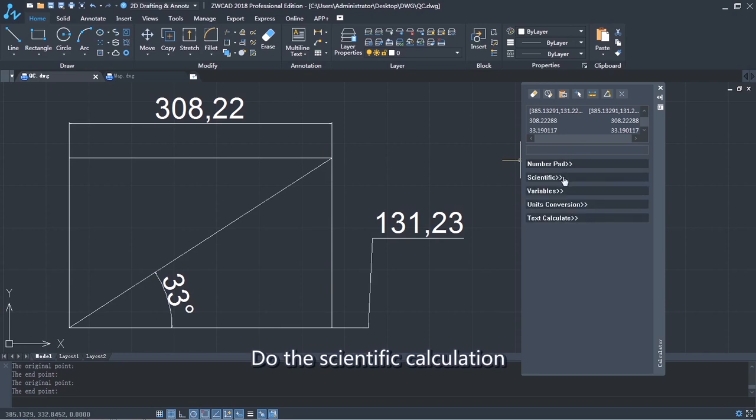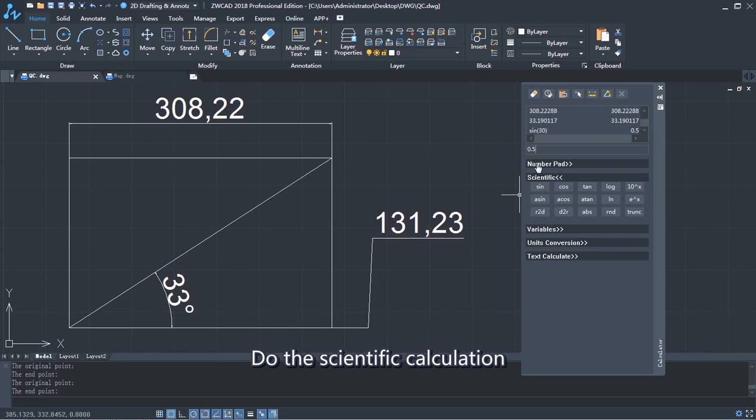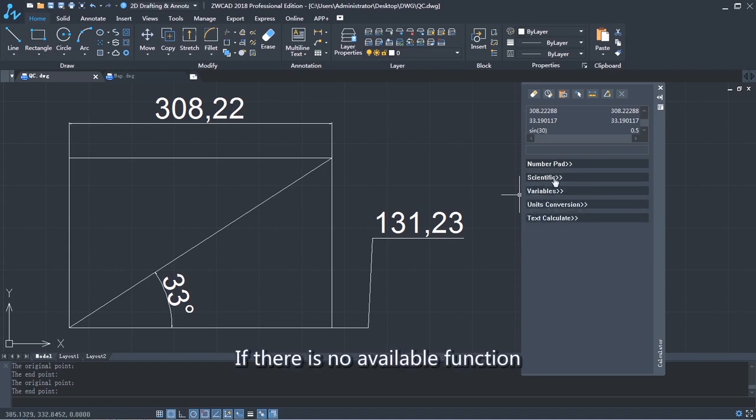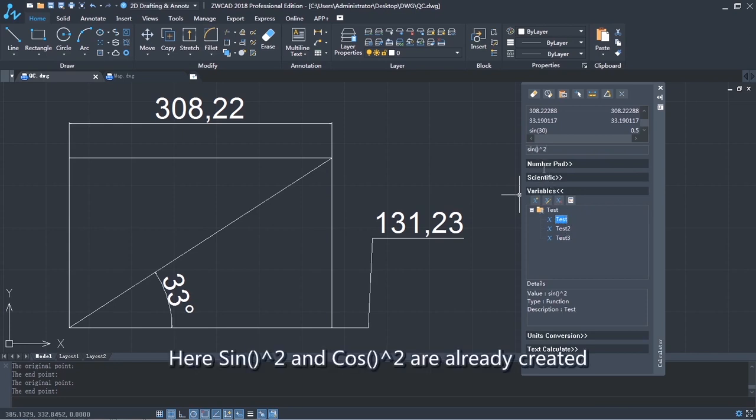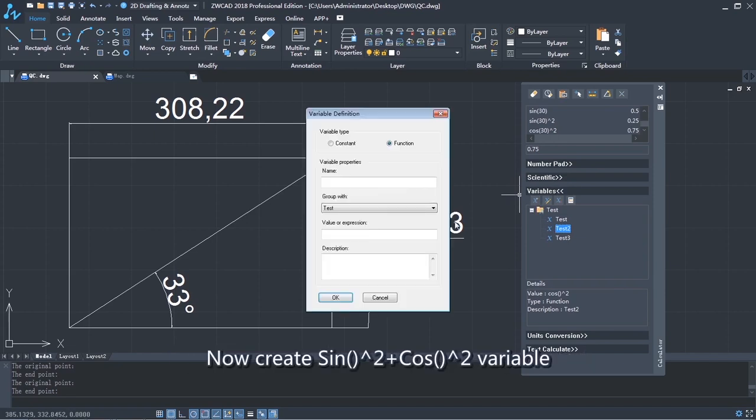Do the scientific calculation. If there is no available function, you can create it in variables. Here, sine squared and cosine squared are already created. Now create sine squared plus cosine squared variable.